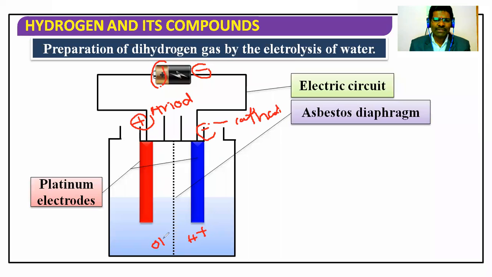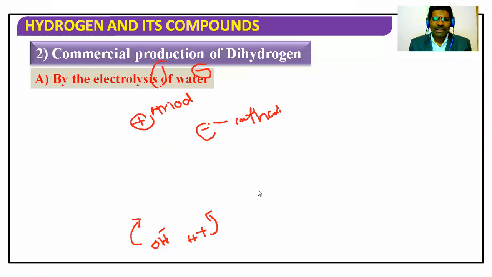When water dissociates on supplying electricity, it gives H plus ions and OH minus ions, dear students. These OH minus ions go towards the anode and undergo oxidation, giving oxygen gas. The H plus ions go towards the cathode, undergo reduction, and give hydrogen gas. Are you understanding? Let us see how the hydrogen gas is liberated. H2O dissociates, and OH minus goes towards the anode.